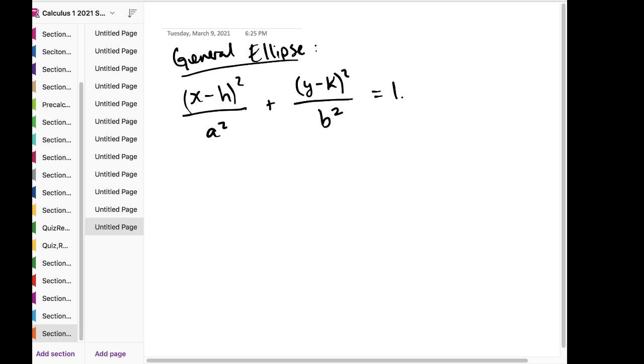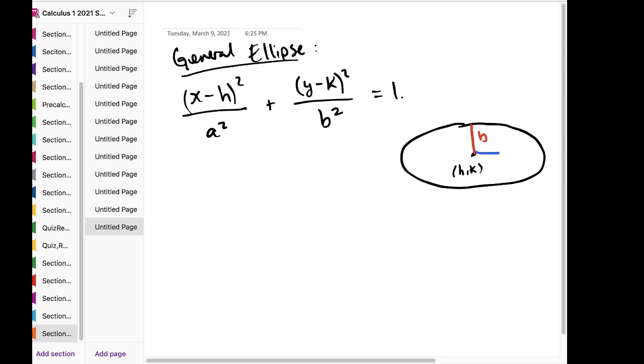So (h, k) is the center of the ellipse. b is the height of the ellipse, and a is the radial width, in terms of radius. So if you want to think about it, 2b would be the height, and 2a would be the width, but a and b are these respective radii. So let's do a derivative.